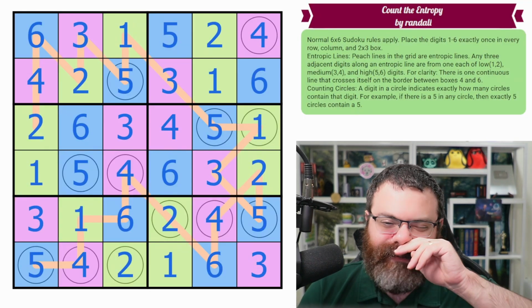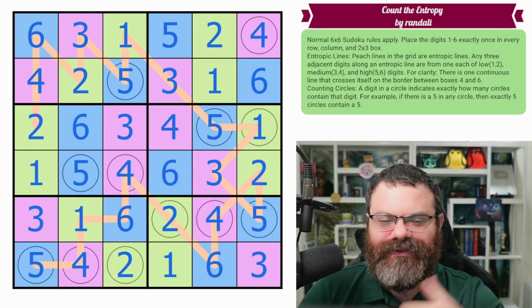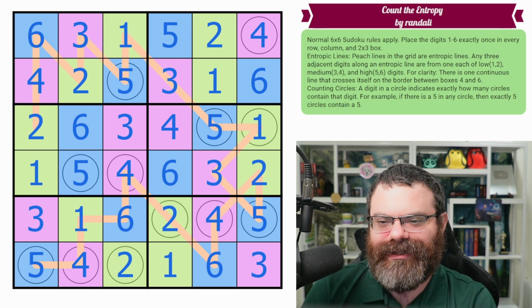This was a really neat puzzle, Randall. I really enjoyed that. Always fun when you can do, like, it's almost 2 puzzles in one. You color, and then you deal with the digits.